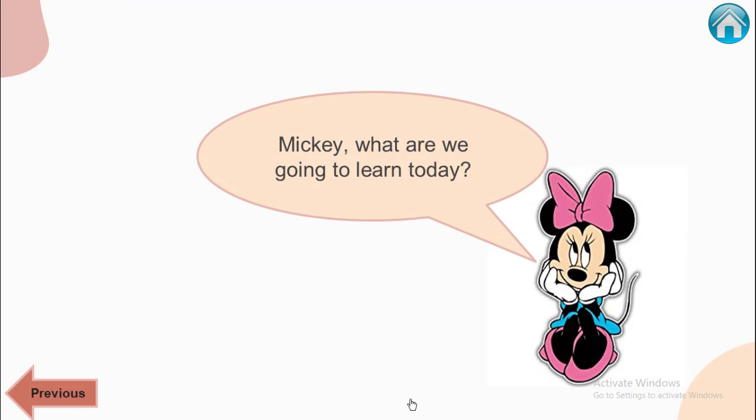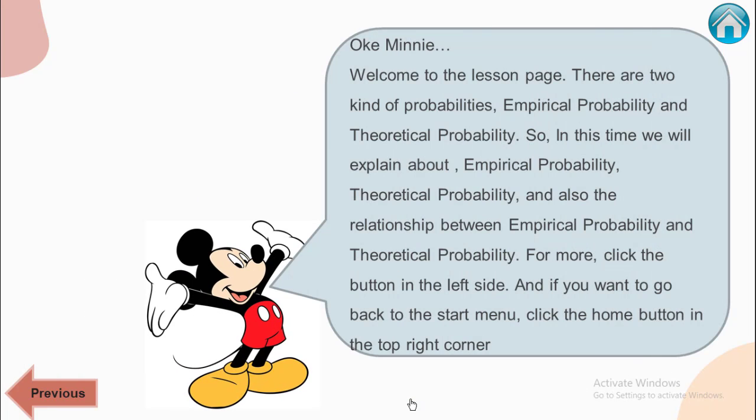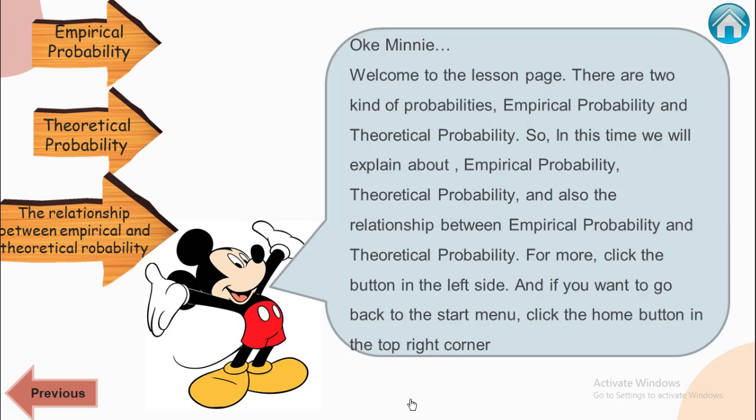Mickey, what are we going to learn today? Okay, Minnie. Welcome to the lesson page. There are two kinds of probabilities, empirical probability and theoretical probability. In this lesson, we will explain empirical probability, theoretical probability, and also the relationship between them. For more, click the button on the left side. And if you want to go back to the start menu, click the home button in the top right corner.